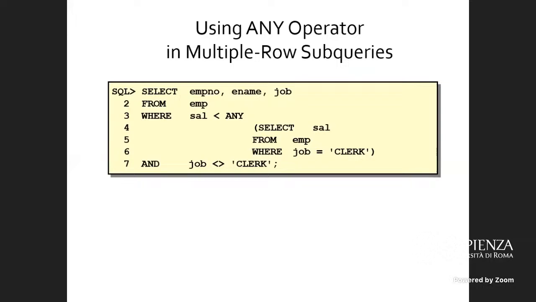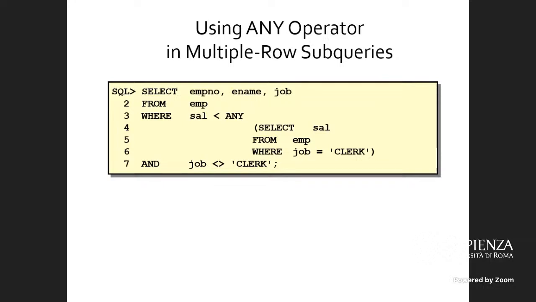Okay, so using the ANY operator in a multiple-row subquery, salary less than ANY. It looks here, finds the salary from employee where job is clerk, and then we have salary less than ANY. So the salary of any employee we are getting here must be less than the salary of everybody whose job is a clerk.